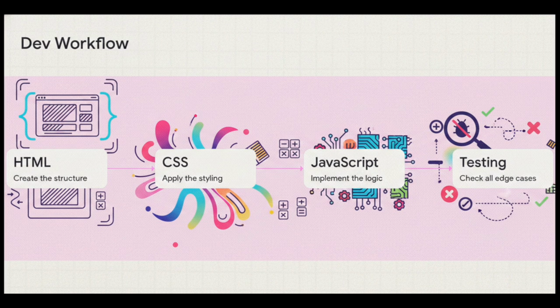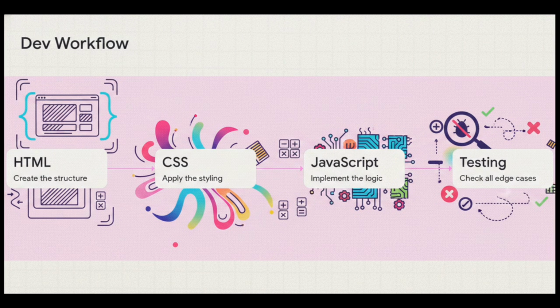Step 2, we apply the CSS styling. We center the calculator, make the buttons look good, add some nice hover effects, and ensure it's responsive. Step 3, we implement the JavaScript logic. This is where the magic happens, handling the button clicks, storing our state, and doing the math.